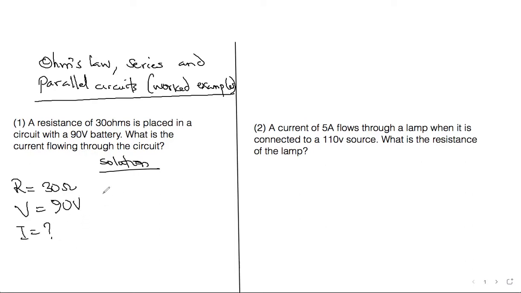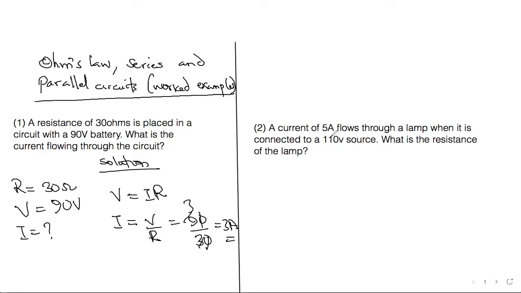Okay, so what do we do? We apply Ohm's law. From Ohm's law, V equals IR. Because we are looking for I, we can make I the subject of the formula. So we divide both sides by R, and we have I equals V over R. If you replace V with 90 volts and R with 30 ohms, that will give you 3 amperes. So that's the current flowing through the circuit. That's quite easy. Then we have another example.